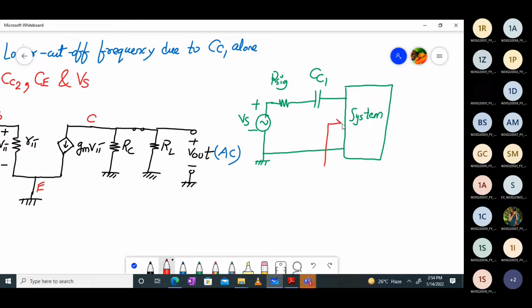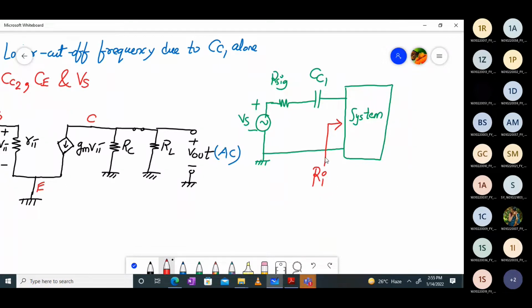Okay, so what we have to do is find out the equivalent resistance looking into the system. So that equivalent resistance, we call it Ri. What is the resistance looking into the system, right? This is a system, right? So what is the input resistance looking into the system in terms of Ri? Is this point clear to you? We have to calculate Ri now.